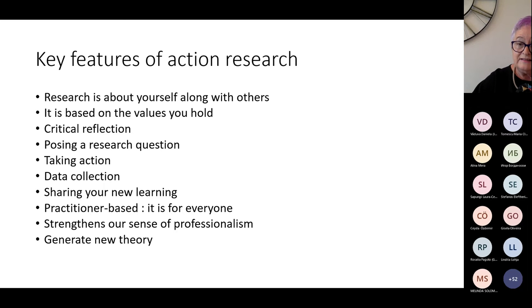It is a cyclical process in that usually we do one cycle of action research, and then from the learning that has emerged in that cycle, we move on and do another cycle. And sometimes, I may as well warn you, it becomes a lifelong habit, so be ready for it. Action research is for everybody. We tend to think about research only being for academics, but it is for everybody. And it takes place in your workplace.